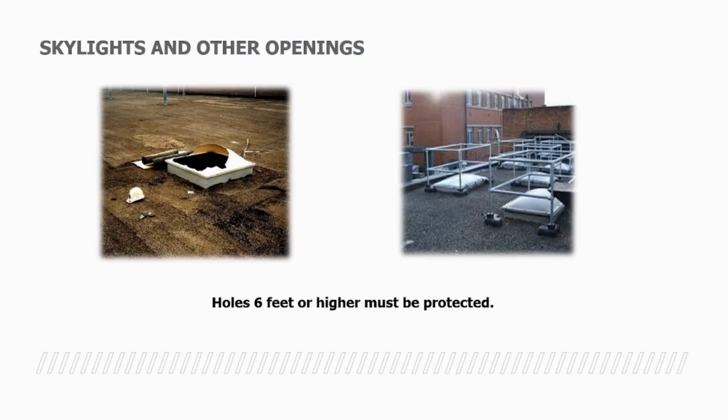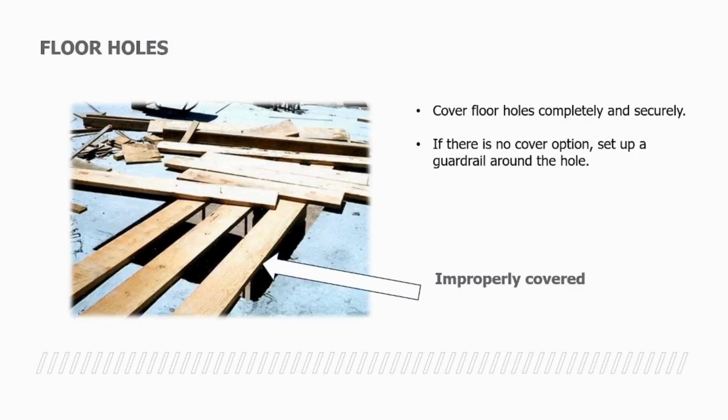Skylights and other openings, holes 6 feet or higher must be protected. Holes: cover floor holes completely and securely. If there is no cover option, set up a guardrail around the hole. If you look at the picture there on the screen, that is an improperly guarded hole opening.